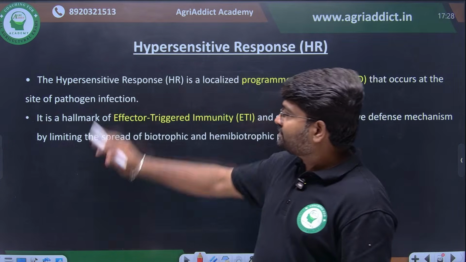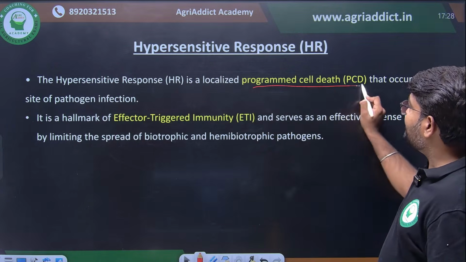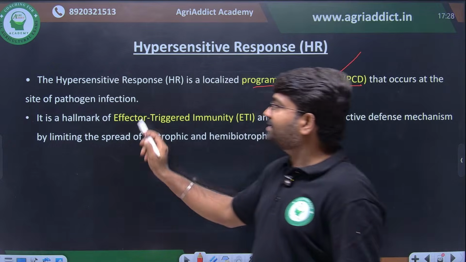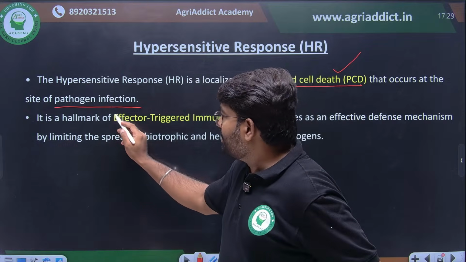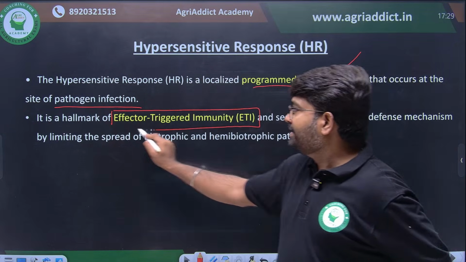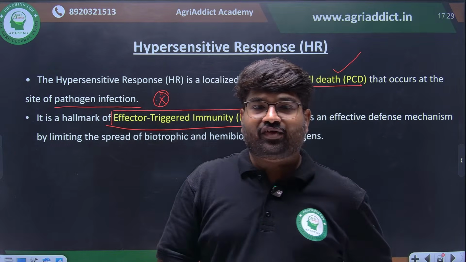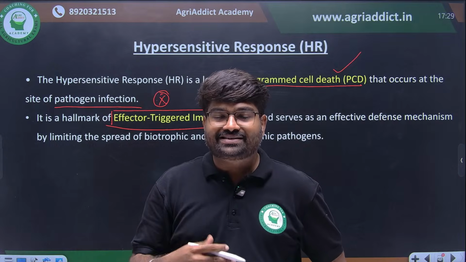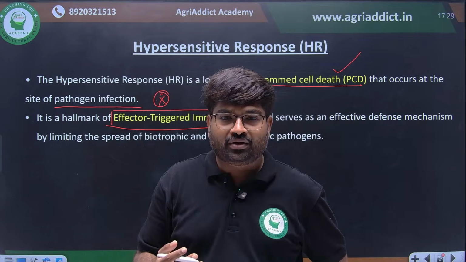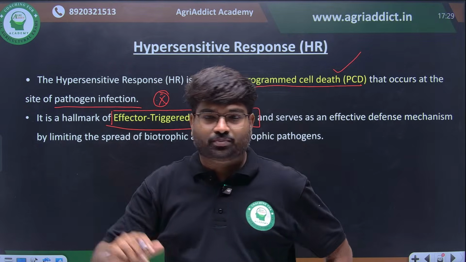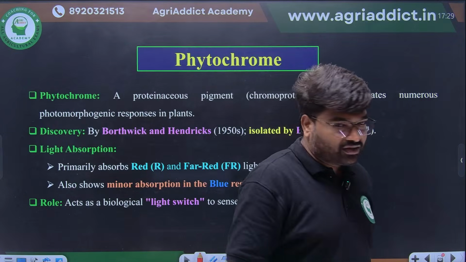Hypersensitivity response. The definition: hypersensitive response is a localized programmed cell death that occurs at the site of pathogen infection. I hope this is clear for everyone. It is the hallmark of effector triggered immunity. This is another key point you have to remember. If a pathogen is releasing the effector molecule, at that time the plant has to increase the level of immunity, and the hypersensitive response will be activated. This is just a mechanism they have given; it is not that important.